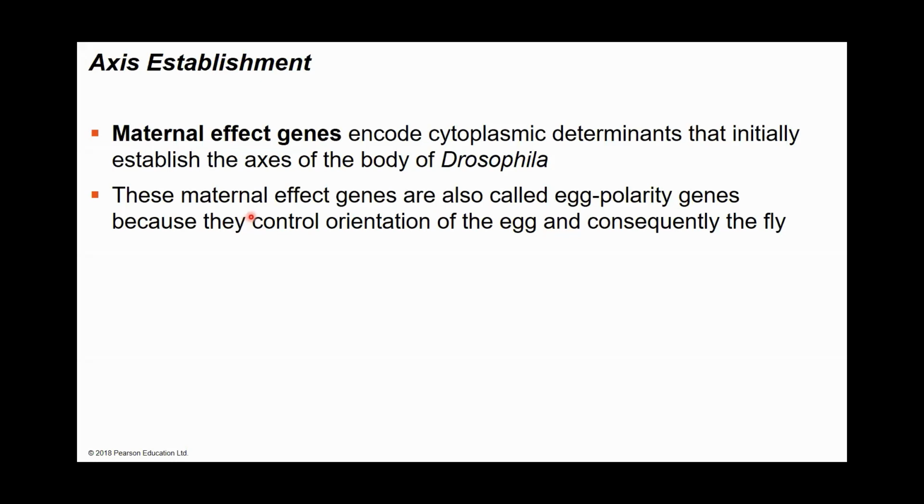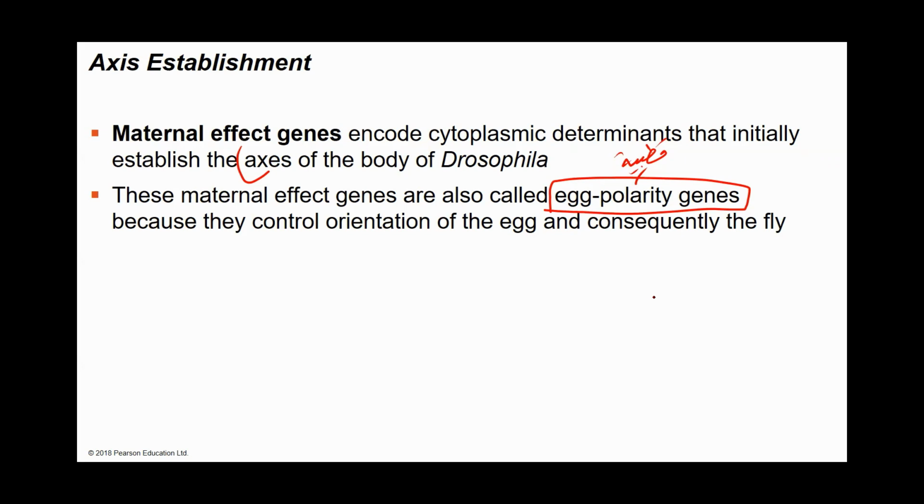So we have what we call maternal effect genes. These genes encode the cytoplasmic determinants found in the egg even before fertilization, and these genes, therefore, are genes of the mother. They are called maternal effect genes, but they are responsible for determining the axes in the progeny or in the offspring or in the body of the embryo. Another name for these maternal effect genes is egg polarity genes. Polarity means قطبية.